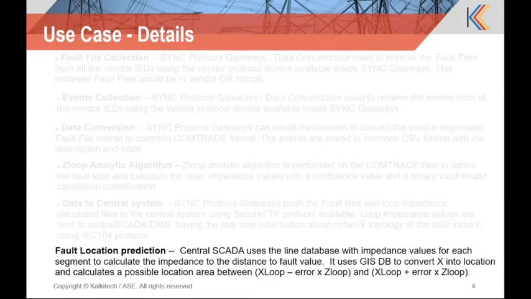Then fault location prediction: central SCADA uses an impedance value for each segment of the distribution line, and uses a GIS database to convert it to an X value. The loop impedance Z is calculated from the feeder point, and with respect to the permitted error limit, it is plus or minus. It is superimposed on the map, and the corresponding location is pointed out, so central SCADA can point out the corresponding area with respect to the fault location.